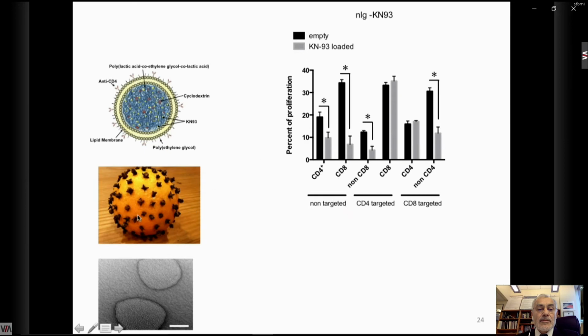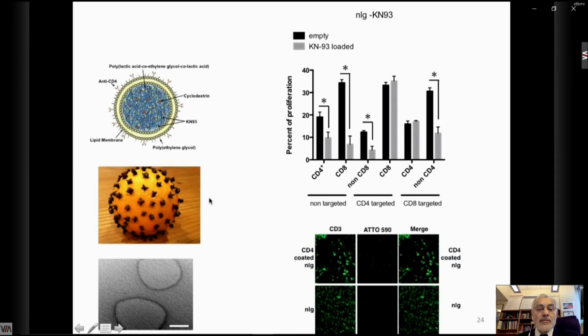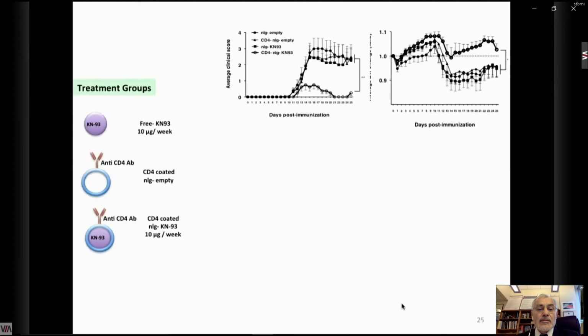And here in cultures, you can see when we targeted these nanolipogels against CD4, the proliferation of CD4 cells was decreased, but that of CD8 was not affected, and vice versa. We loaded these nanolipogels at the beginning with a red color, and you can see that when we coated them with the CD4 antibody, we were able to see them in the spleens of the mice. Well, if we didn't target with the CD4 antibody, we could not find them because they were dispersed all around.